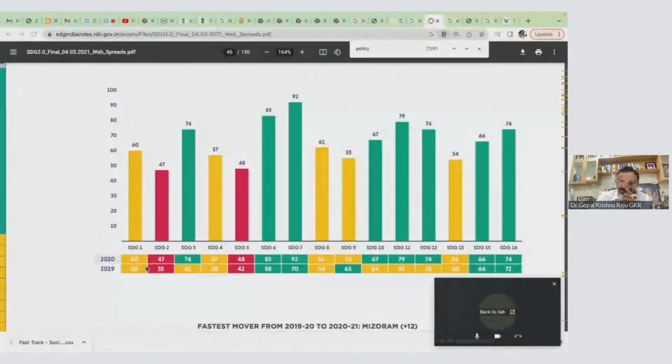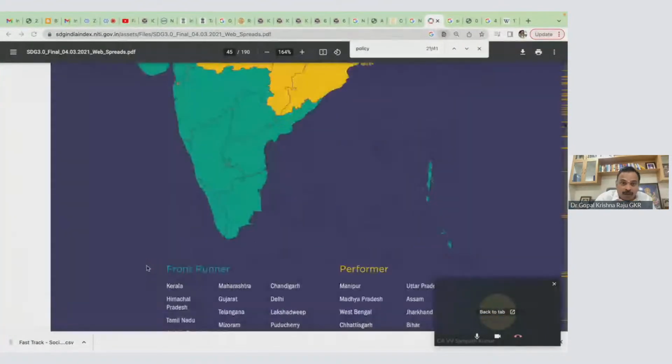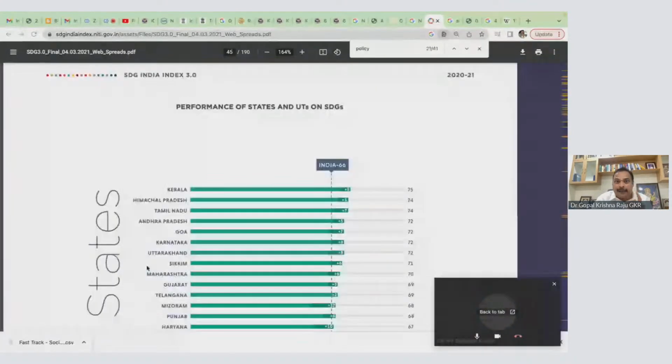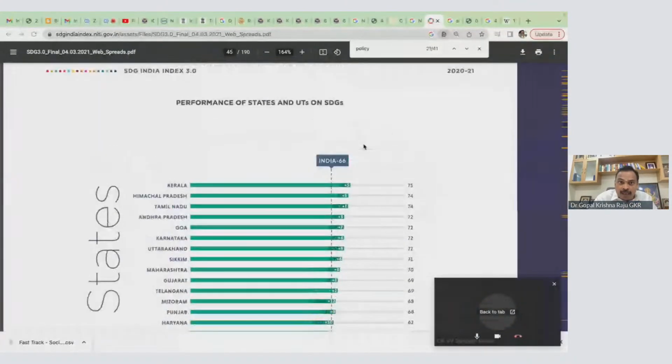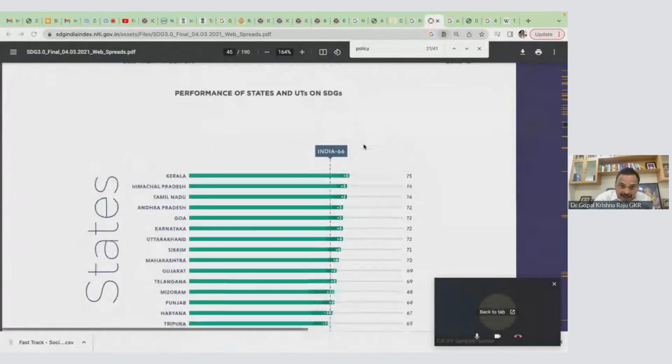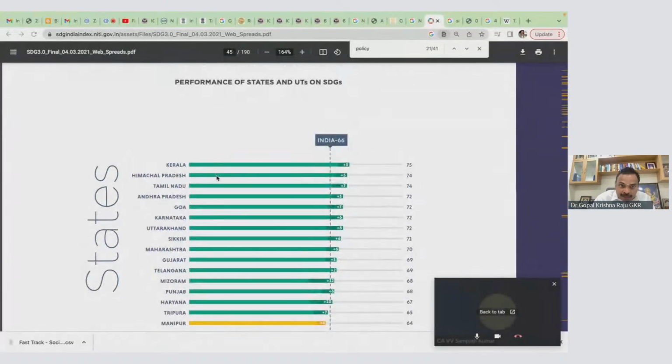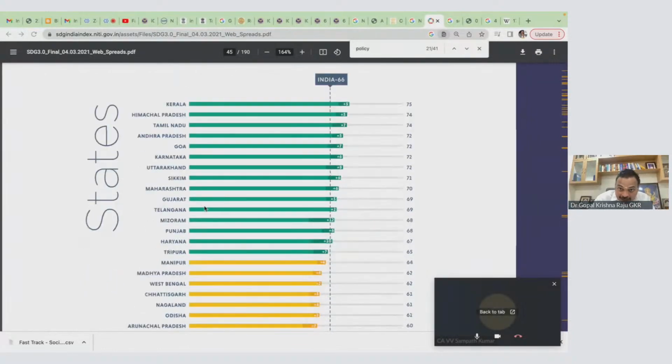And Kerala is number one, the top performer state in SDG implementation, and next is Himachal Pradesh. Tamil Nadu is in third rank. AP is in fourth rank. Goa is fifth rank. Gujarat is the last. Look at this line.